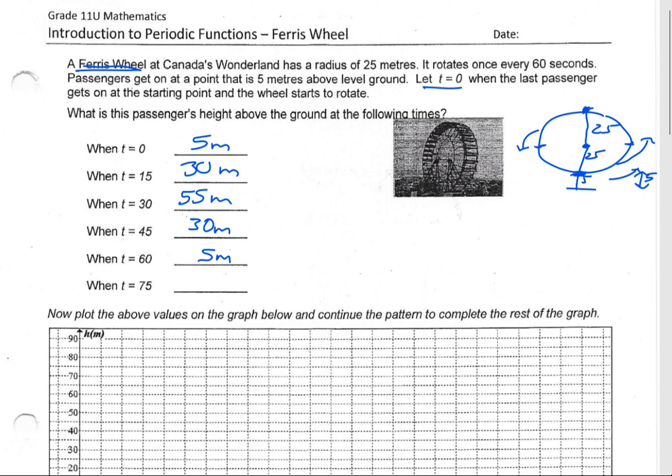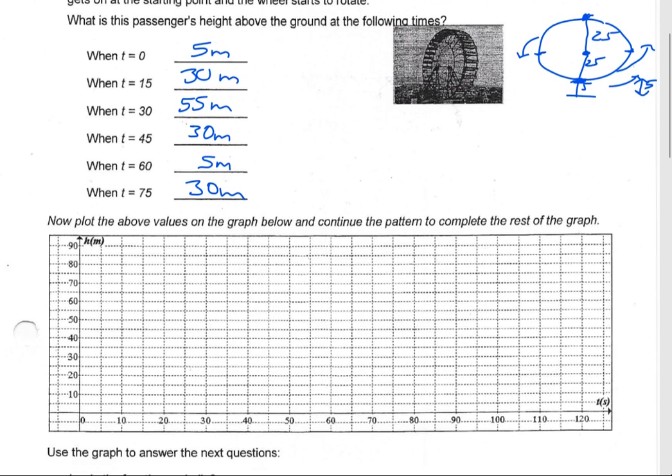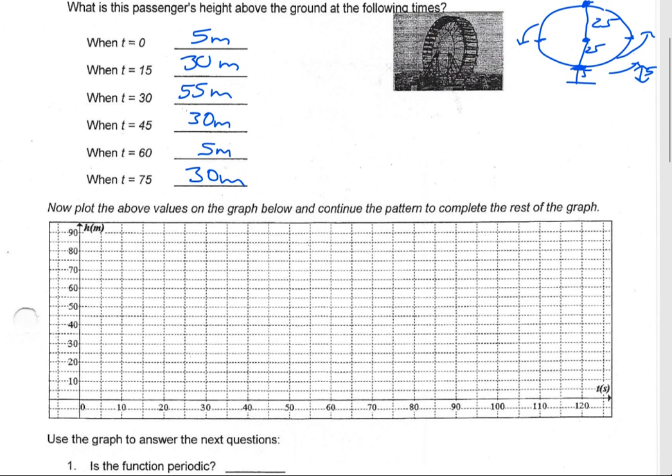And what happens at 75 seconds? Well, that's again another 15 seconds in the direction that we're going. So we're back to the 30 meters, and so on. This is how we have our periodic motion. It's going to repeat. Now let me look down at this graph here, and it's saying plot the values on the graph and continue the pattern to complete the rest of the graph.